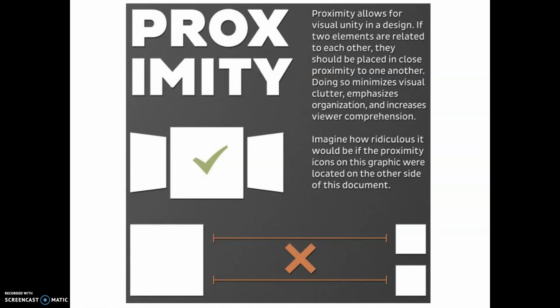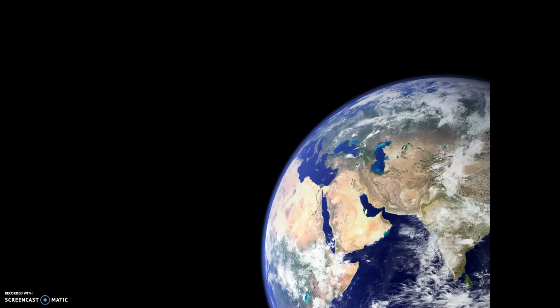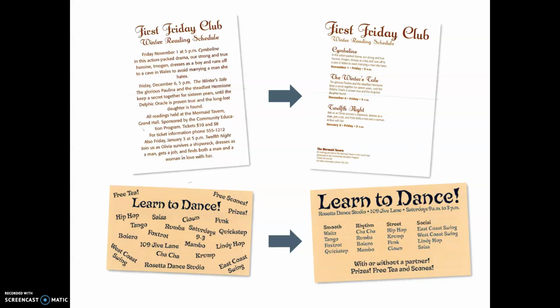Okay, and then final one, proximity. So proximity allows for unity. And proximity essentially means how are you using space? Essentially what you want to do is the things that are related, the items and the ideas and the information that is related should go next to each other, in proximity to each other. And things that are not related should be separated. So it's all about space.